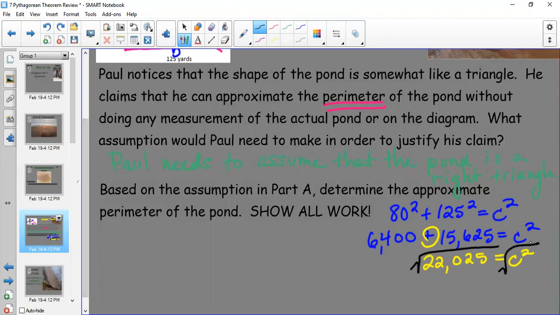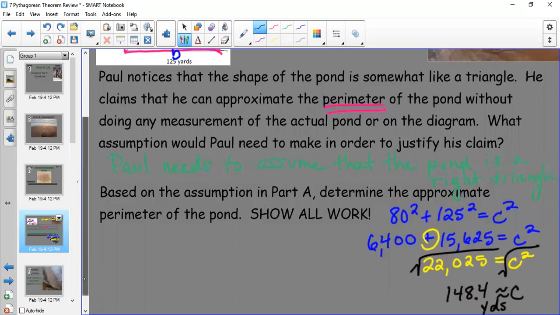So if I square root that answer, it is approximately, I'm going to round. Does it say what to round it to? It does not. So I'm just going to do to the nearest tenth. It would be approximately 148.4. And we're dealing with yards.